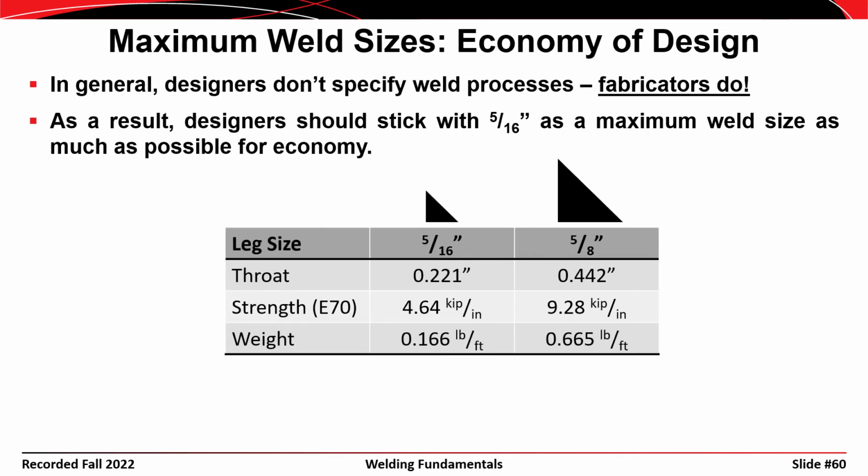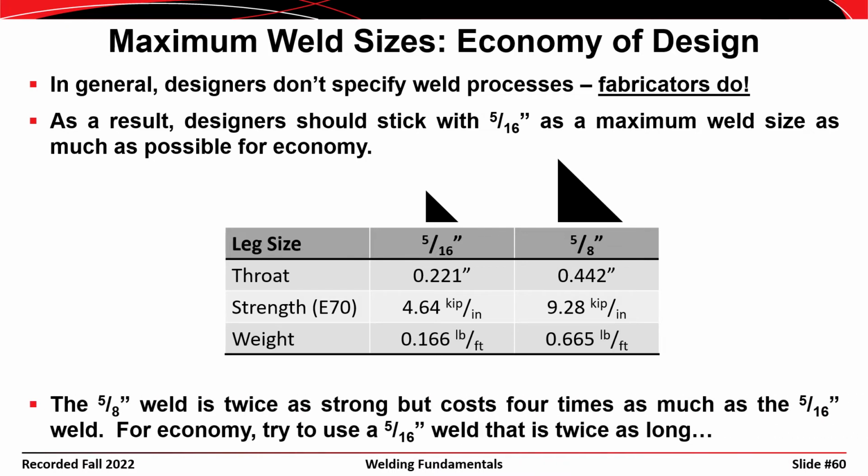So that's important, because when you consider the size of a weld, if you double the weld size, it actually ends up costing 4 times as much, because going from a 5/16 to a 5/8 inch weld, you end up with a quantity that is 4 times as much. But the strength only doubles, right?